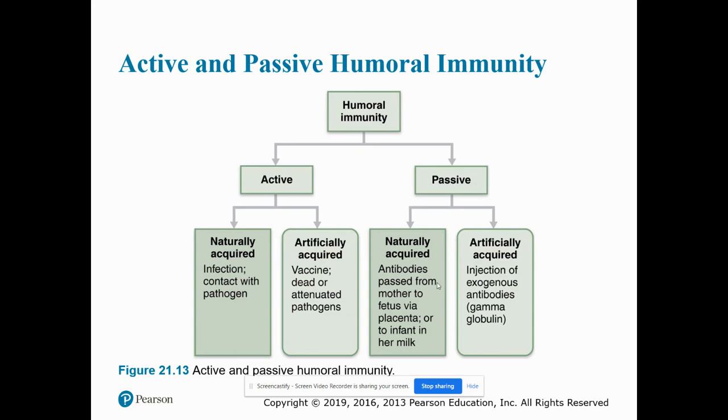So we have this broken out. Humoral immunity, we have active and passive. Active, naturally acquired, means you're actually getting the infection. You've got contact with the pathogen. Artificially acquired would be a vaccine. We have passive, naturally acquired is going to be antibodies passed from mom to fetus or mom to infant. And artificially acquired is going to be an injection of exogenous antibodies like gamma globulin.